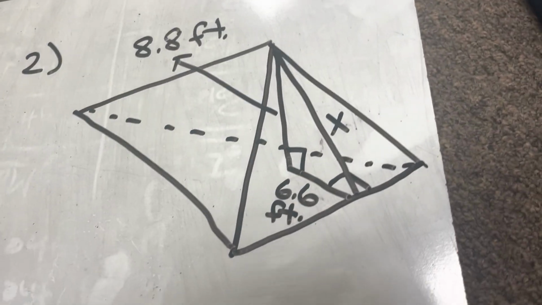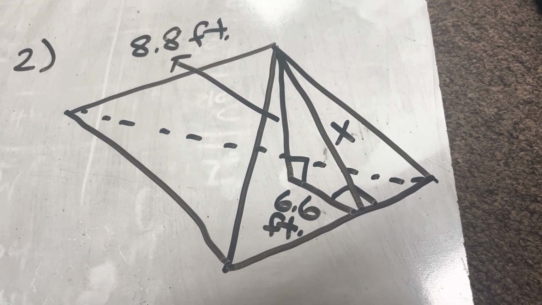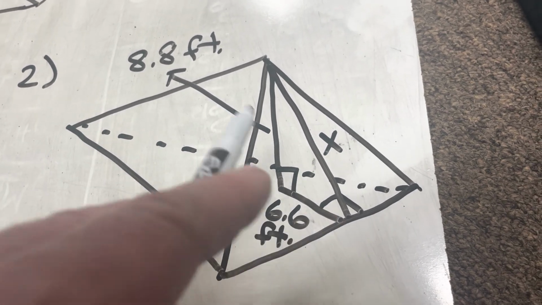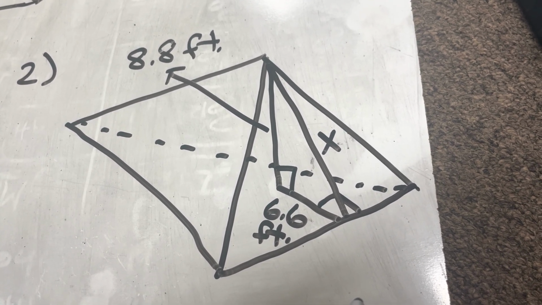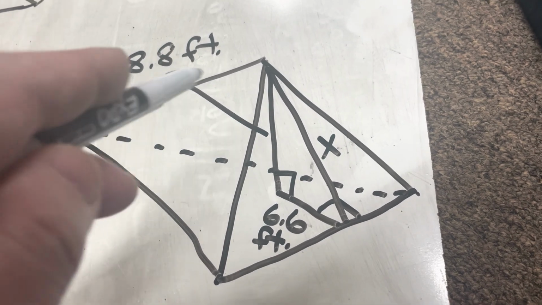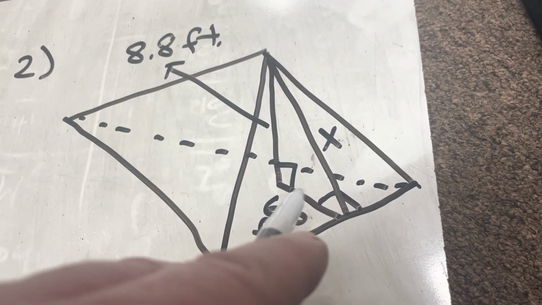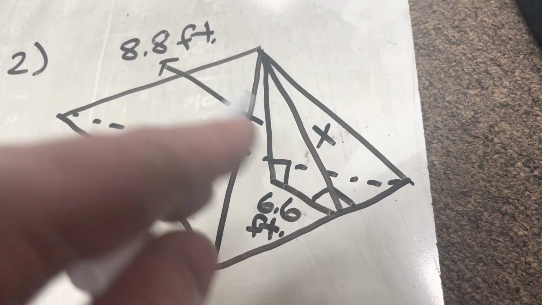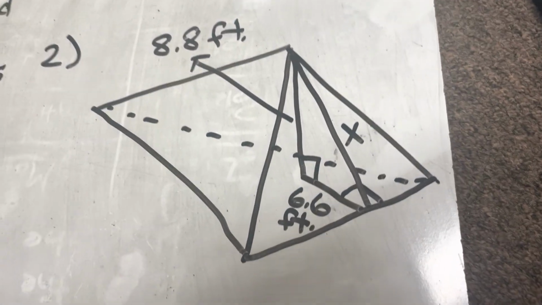All right, last one for today's video. Here we have a pyramid of some sort. Looks like maybe a triangular pyramid, where we've got triangles on either side and then a triangular base. But inside here we have a right angle, and it's giving us this length 8.8, this length 6.6, and this length here from the top to the bottom of this triangular face is x. So x is our hypotenuse.